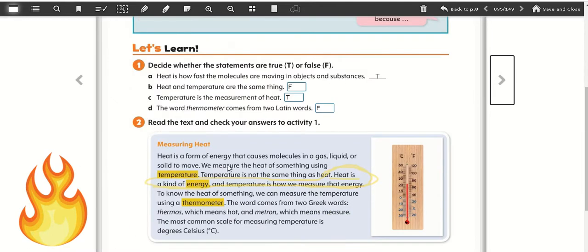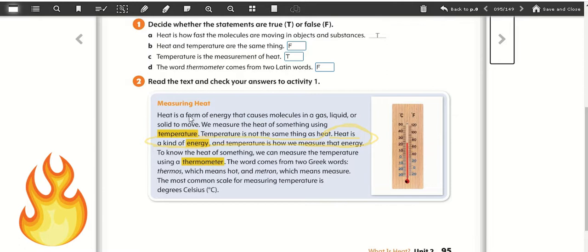Remember that we have a difference between heat and temperature. Recuerden que la temperatura como tal, measuring significa midiendo. Si nosotros usamos la palabra measured, vamos a ver como esta que aparece aquí, measured, eso significa la medida o medir. So the difference between heat and temperature is that heat is the energy and the temperature is how we measure that specific energy.